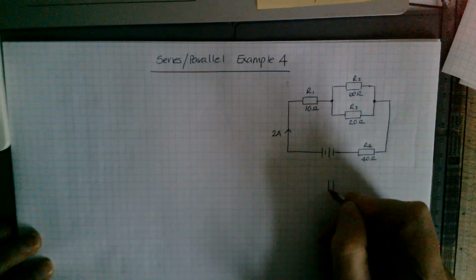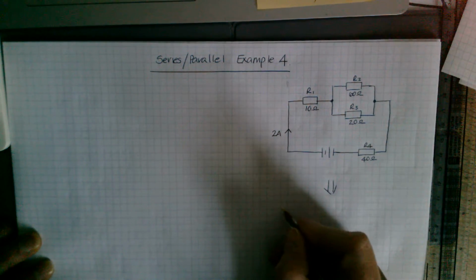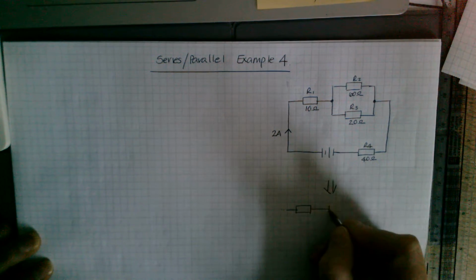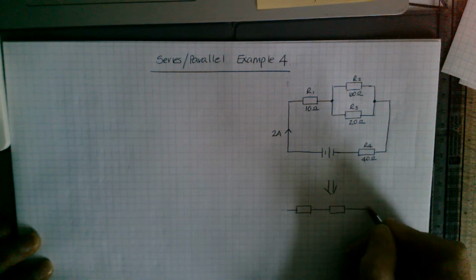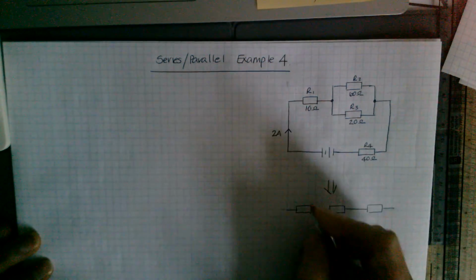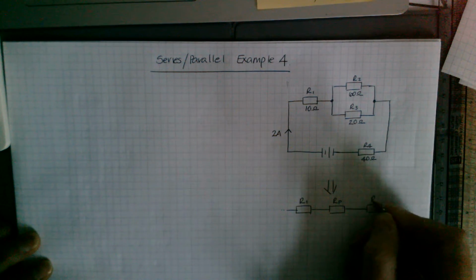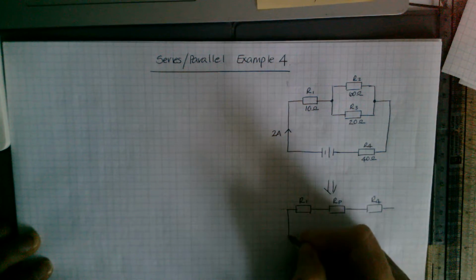So your equivalent circuit for this one would be R1, RP, and R4. That would be your equivalent circuit.